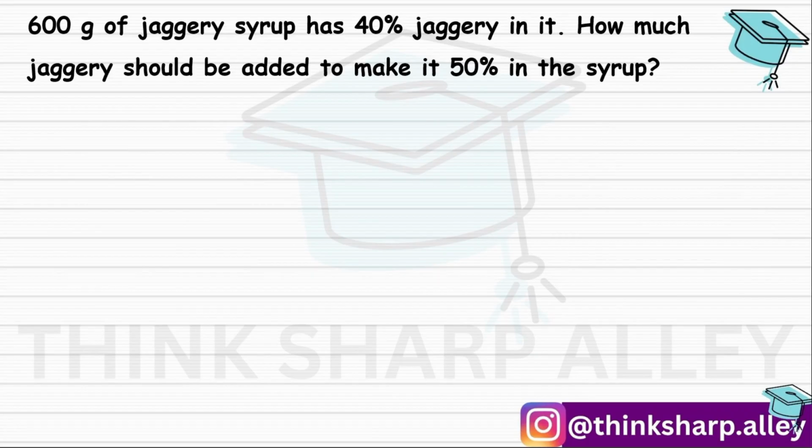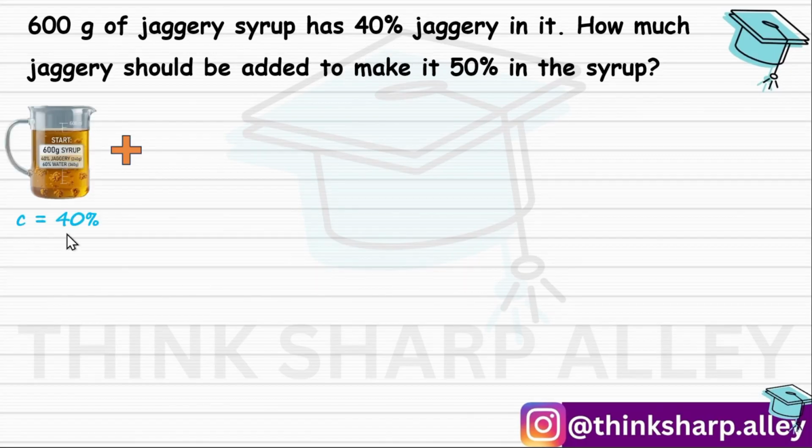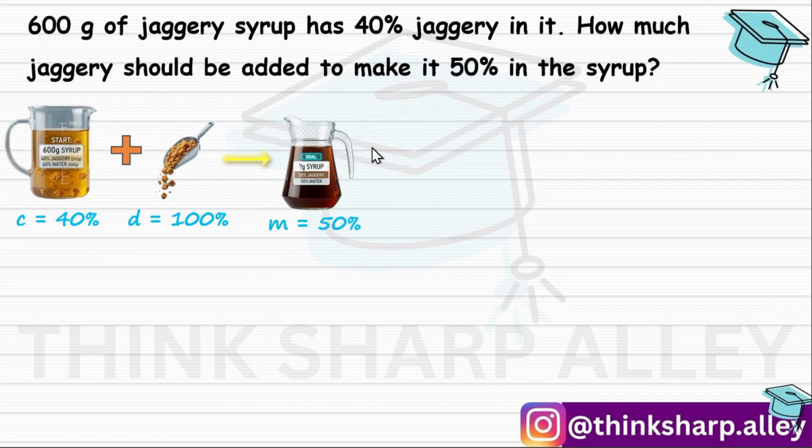First of all, we will identify our values over here. So 600 gram of jaggery syrup has 40% jaggery. So the jaggery syrup is the cheaper item over here and the cheaper value, that is the percentage, is given. So C is 40%. Now I am adding some jaggery to it. So jaggery is that pure jaggery. So the percentage of jaggery in pure jaggery is obviously 100%. So this is our dearer item. Now when we are mixing it, the mixture has 50% jaggery and 50% syrup. So 50% is the mean value over here.